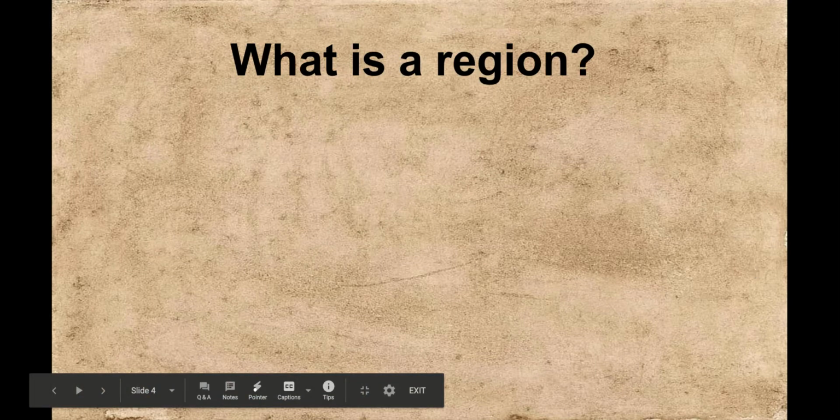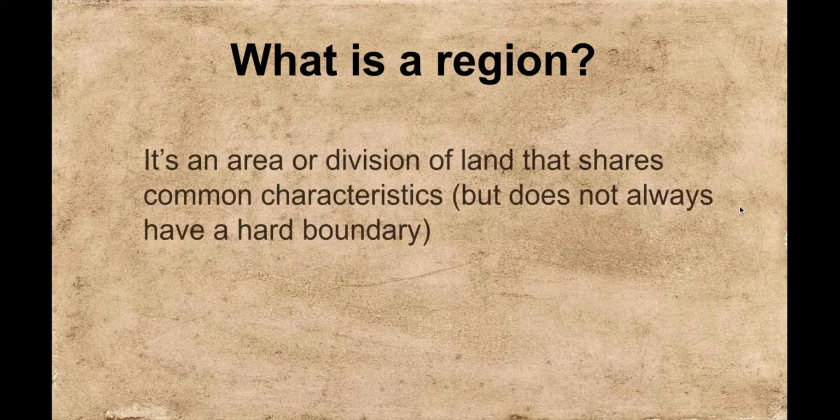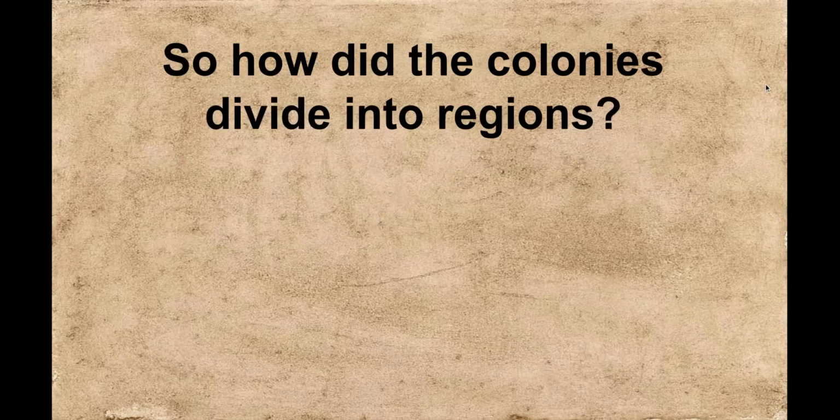So, before we really get into how these colonies are divided into regions, first we have to answer, what is a region? Long story short, it's an area or division of land that shares common characteristics, but does not always mean they have a hard boundary. These common characteristics can be anything from land formations, weather, water. If we think about where Colorado is, we're part of what's known as the Rocky Mountain region because we share the common characteristic of the Rocky Mountains with several other states.